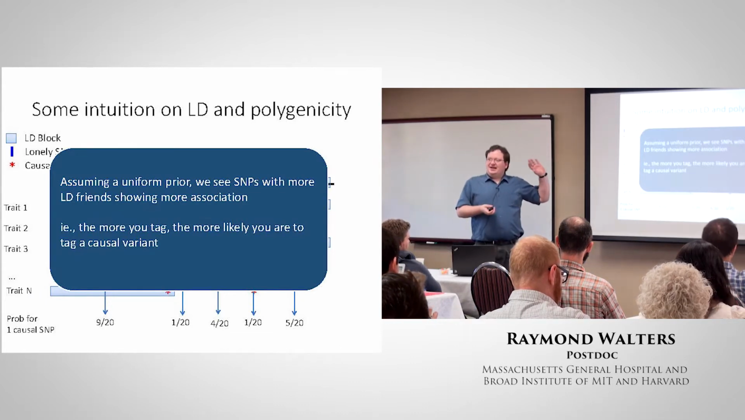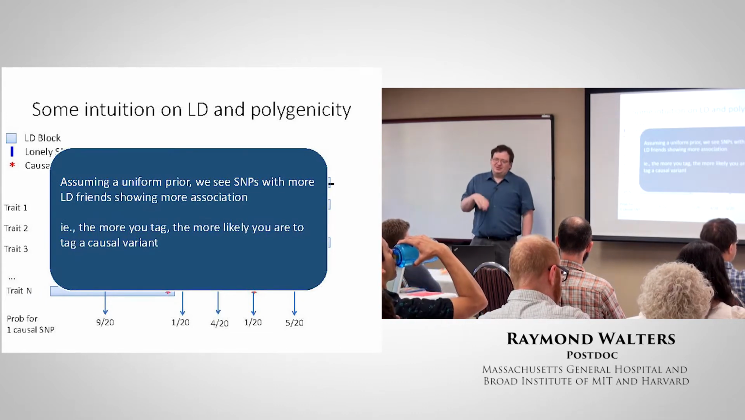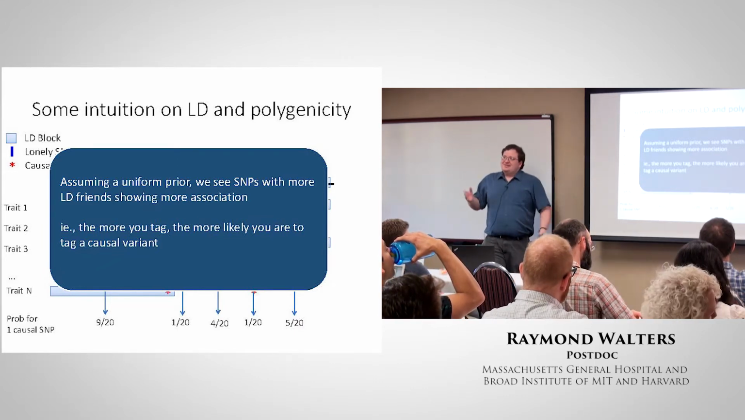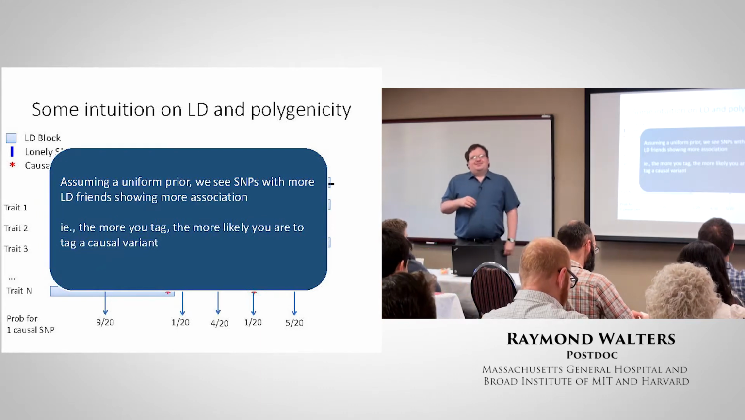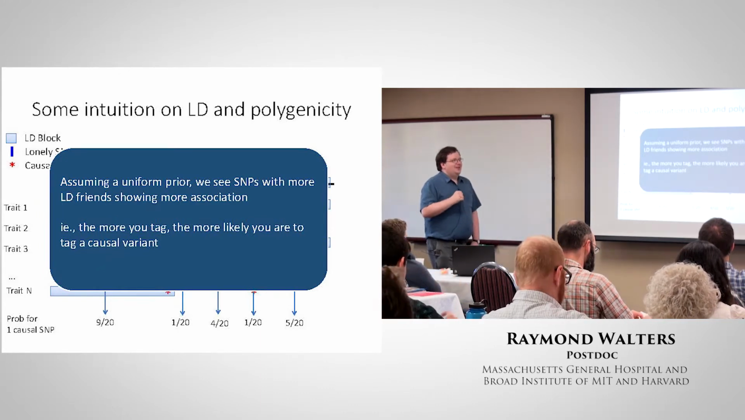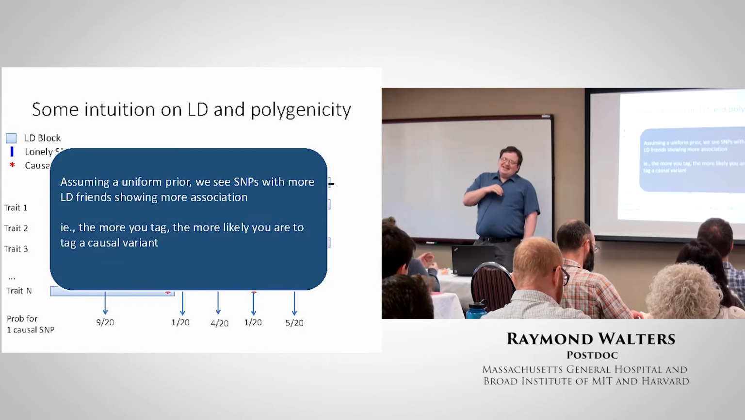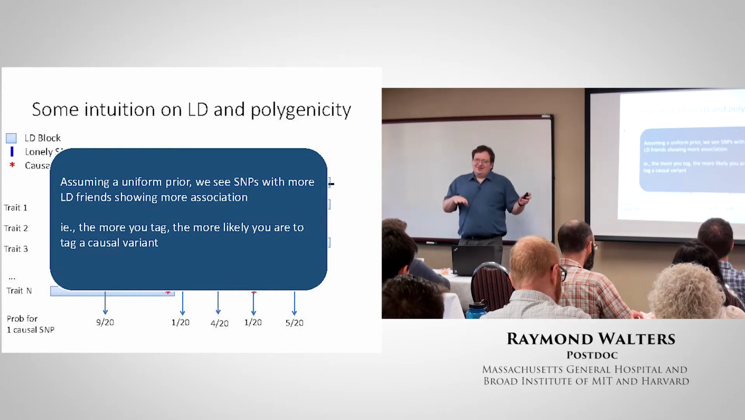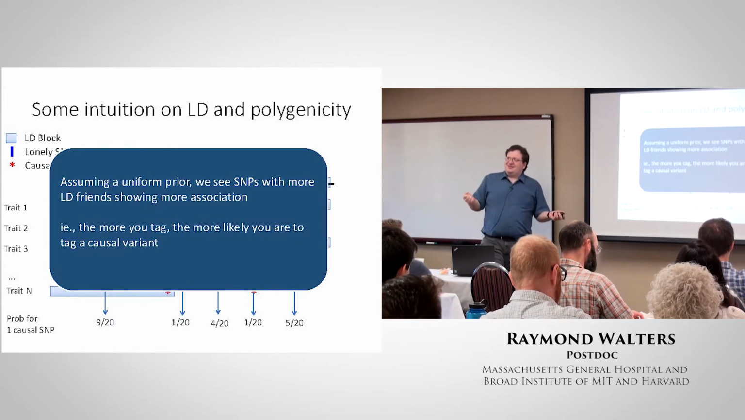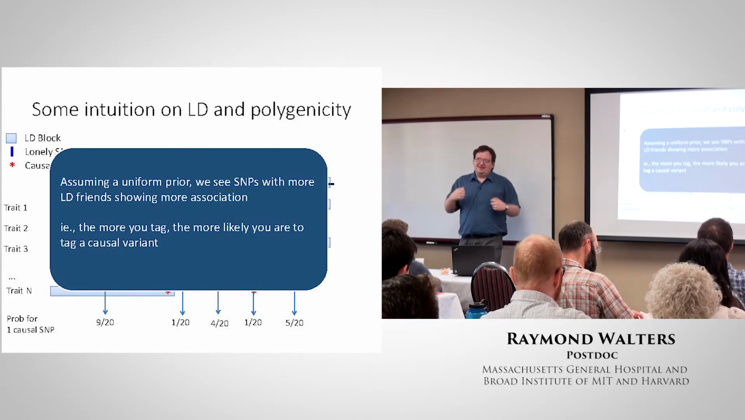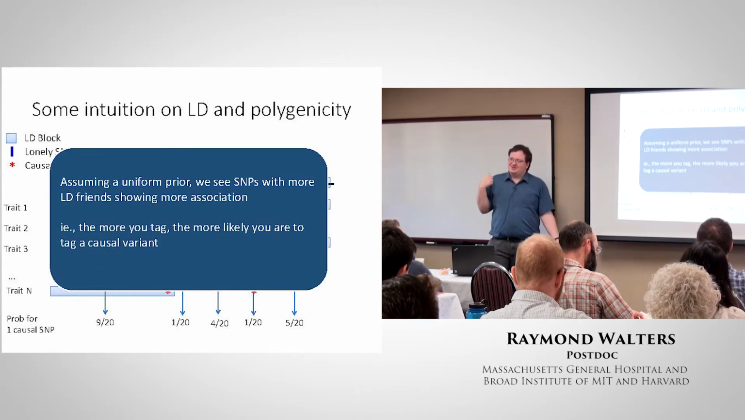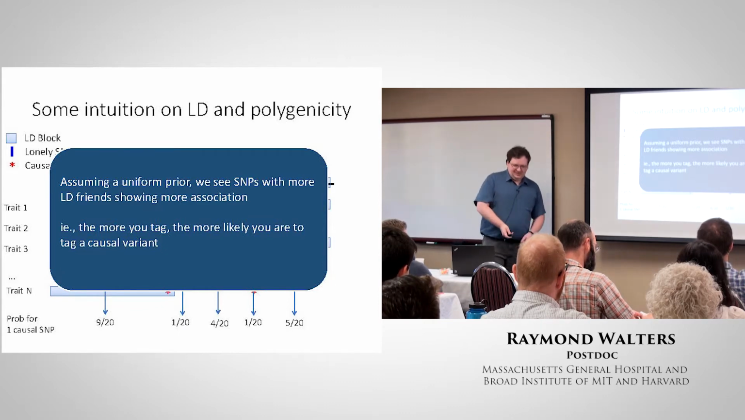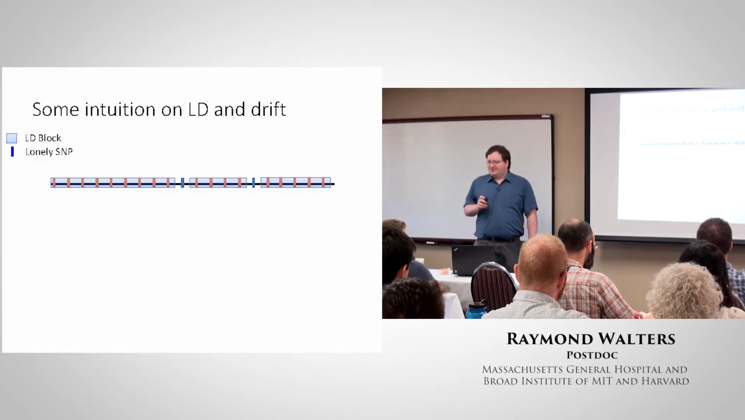So this is the key idea about how we're going to think about the relationship between LD and polygenic effects. SNPs with more LD friends, SNPs that better tag their region. I'm told there was lots of debate over whether we could use LD friends as a technical term. But nonetheless, the more things you're in LD with, the more likely you are to tag a causal variant, just because you have more shots at tagging a causal variant, given that you imagine that causal things are distributed randomly. And so the more likely you are to be associated in a GWAS. So that's polygenicity. What about drift?